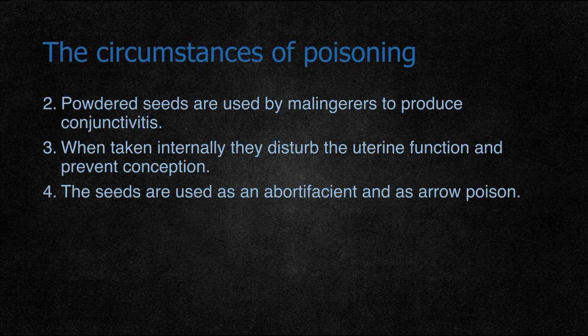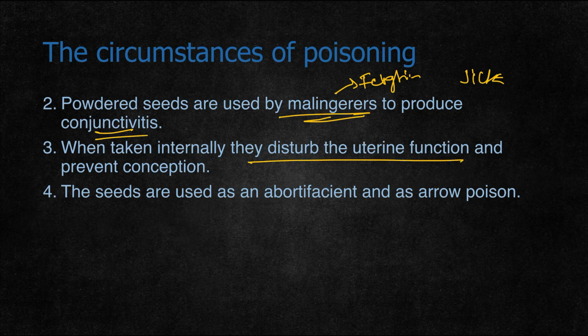Powdered seeds are sometimes used for malingering. Malingering is feigning of illness, that is, falsifying the illness. To feign the illness, they sometimes insert the powder to cause conjunctivitis, to get sick leave or to escape from work. When taken internally, they disturb the uterine functions and prevent conception. They are also used as an abortifacient and as an oral poison to kill cattle as well as animals.